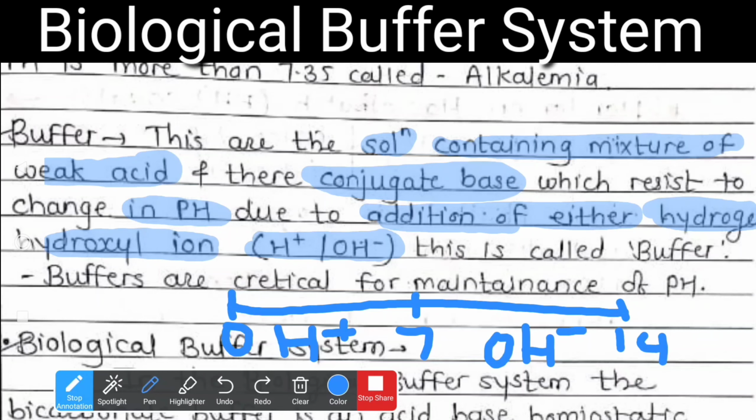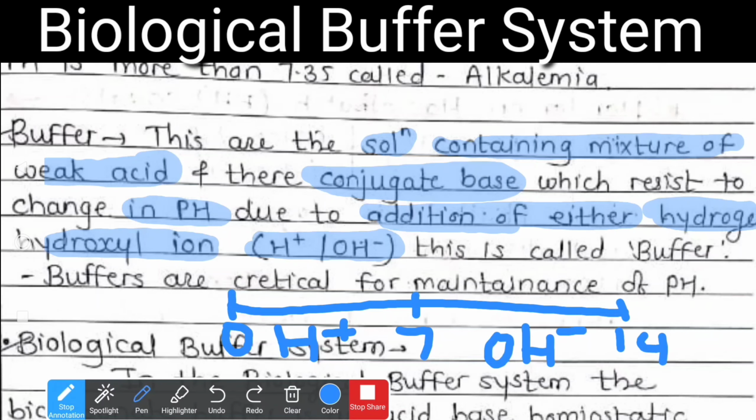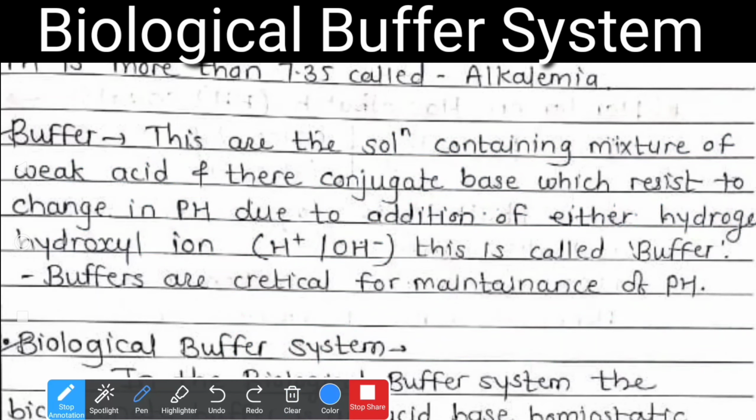If I deal with it most precisely, 7 is neutral. So from 0 to 6.9 you have acids, and 7.1 to 14 you have the bases. You can also look at it another way: lower OH minus ions are there from 0 to 6.9, whereas lower H plus ions are there from 7.1 to 14. And the numbers of H plus and OH minus are equal at 7. That is what we call a neutral pH.